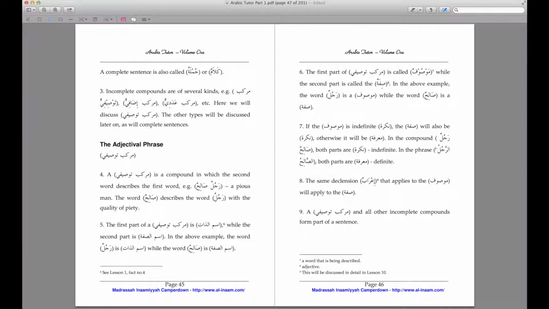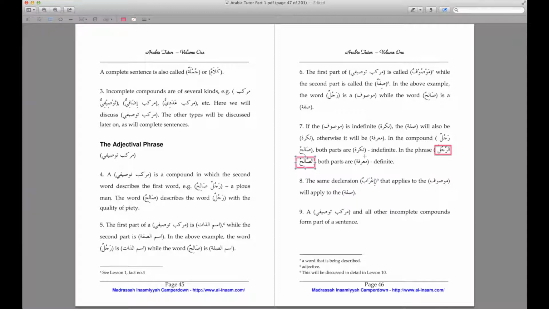So if we're saying ar-rajulu salihu, again, let's look at this for a second. If we were to say ar-rajulu as-salihu, it means the pious man. Again, this is incomplete. But if we were to say ar-rajulu salihun, the man is pious, then that would be a complete sentence or jumla. So try to get that difference.